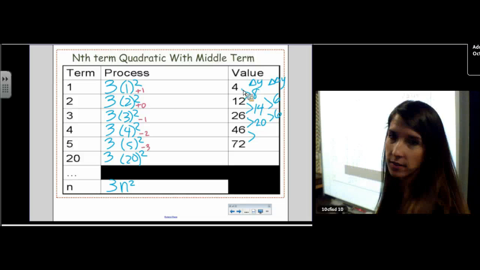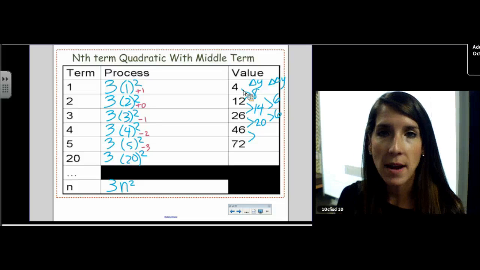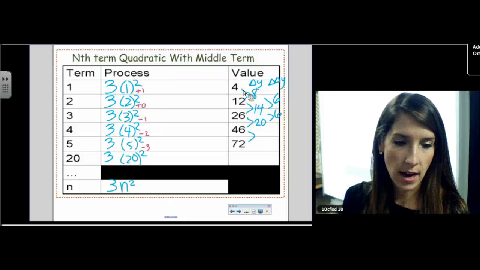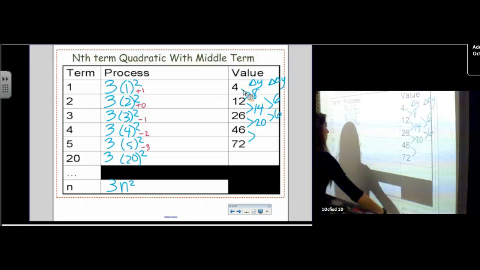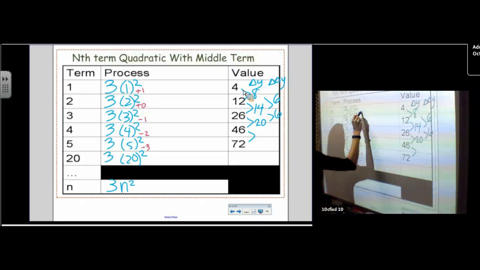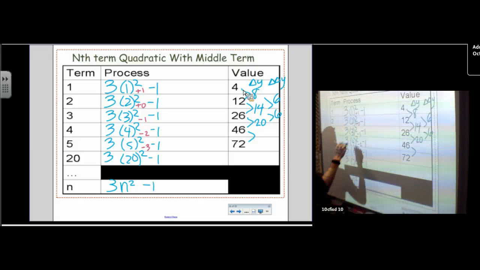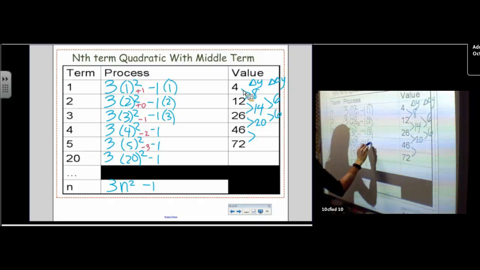Do you see the pattern? So what is happening between 1 and 0? 0 and negative 1. Negative 1 and negative 2. Yes, very good. Our middle term is negative 1. That is the change in my red notes. That's the change. It's negative 1. And since it's our middle term, we don't square it. We just put the number.